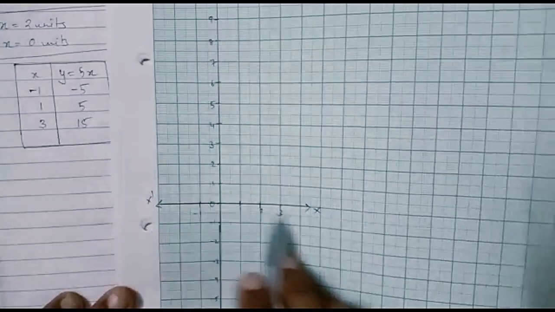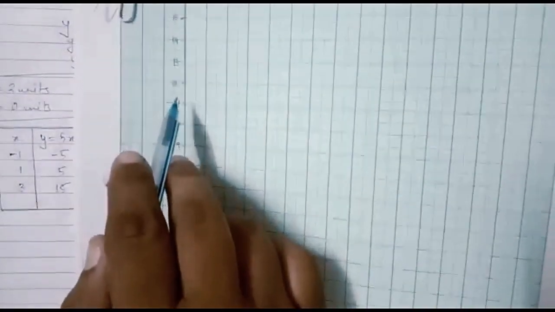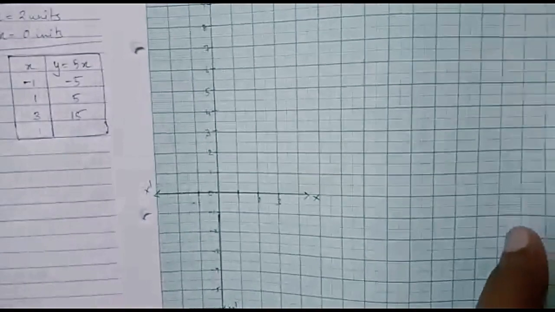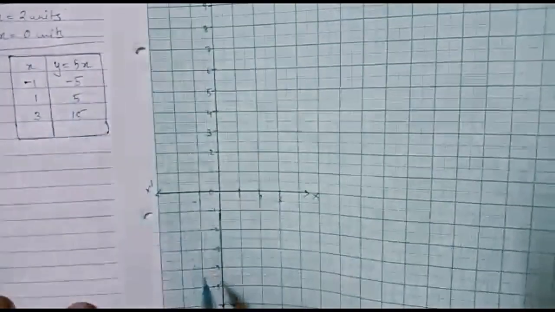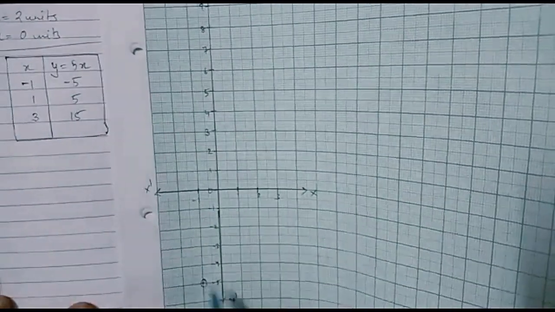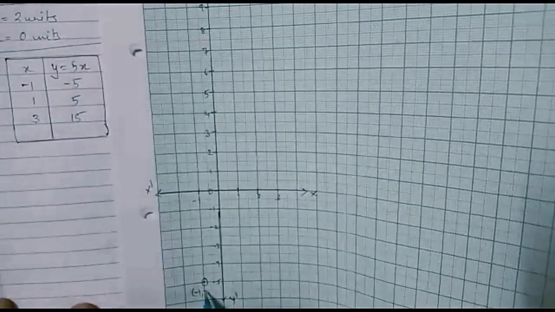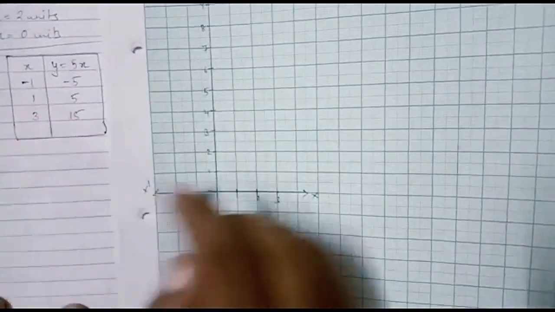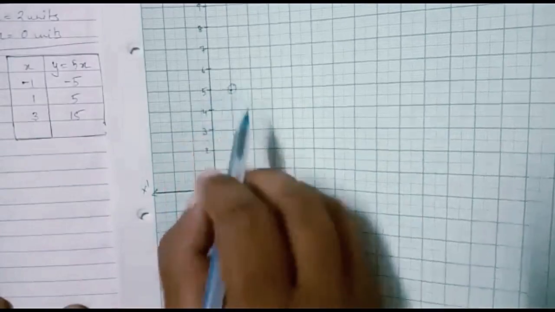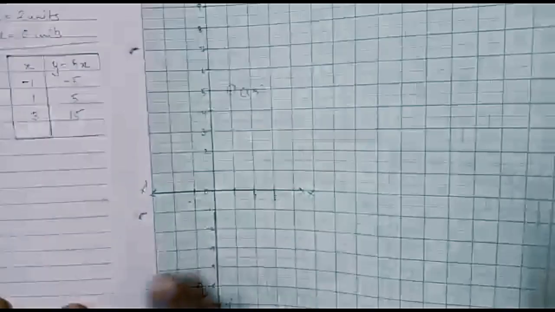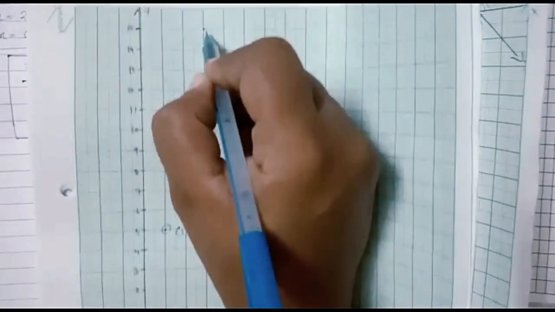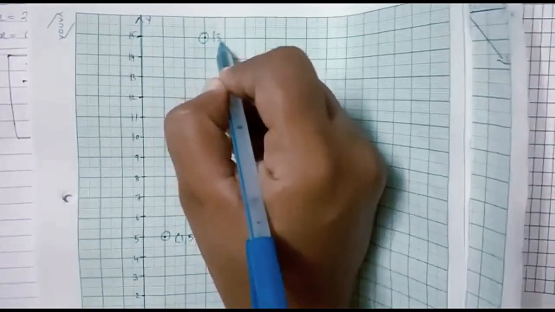Now you can see I have drawn the x-axis as well as the y-axis up to 15. So the first point was -1 and -5. As both the numbers are negative, it will come in the third quadrant. This is -1 on the x-axis and this is -5. So the point will be here, right? So this is -1, -5. The second point is 1, 5. As both are positive, it will come here in the first quadrant. 1 on the x-axis and 5 on the y-axis. So this is the point 1, 5. And the last point is 3 and 15. So 3 on the x-axis and 15 here, right? So this is 3, 15.